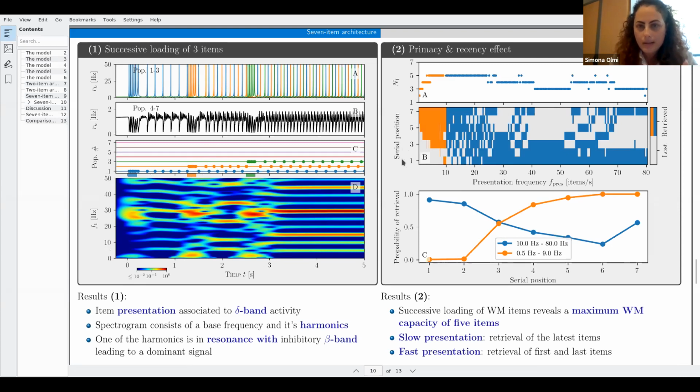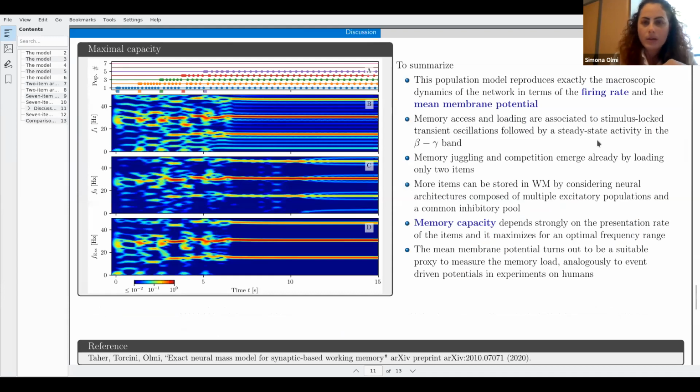If we do an extended analysis and see what happens if we vary the presentation rate, we see that there is a window of presentation frequencies where there is an optimal response of the network. So we see that we have a maximal capacity equal to 5. For a slow presentation rate, just the last items that are presented are retrieved and thus memorized, while for a fast presentation rate, the first and the last items that are presented are memorized. So I want to conclude and give time for questions.